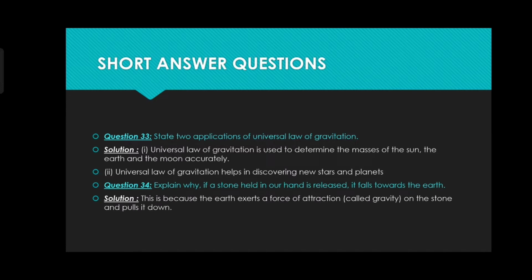Question number 34. Explain why, if a stone held in our hand is released, it falls towards the earth. This is because the earth exerts a force of attraction called gravity on the stone and pulls it down.